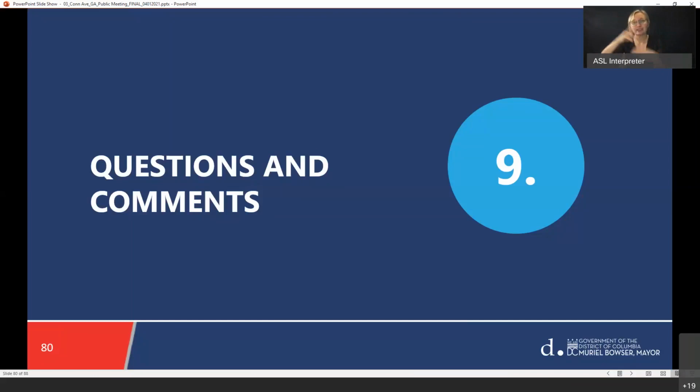Thanks, Ed. Thanks, Michael. Next question. Move DC calls for moving 75% of commuter trips out of private vehicles, yet your analysis for even concept C shows only 50% of trips on Connecticut Avenue moving to non-car modes. Is DDOT being aggressive enough?